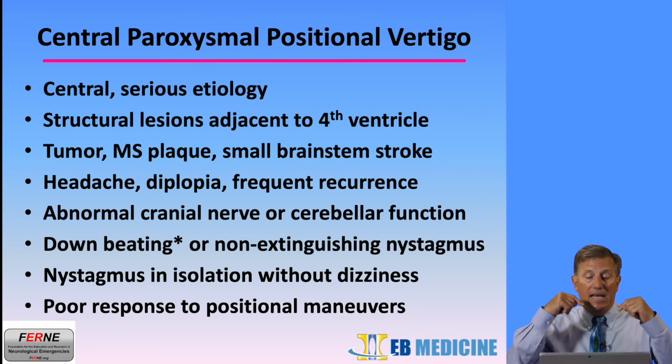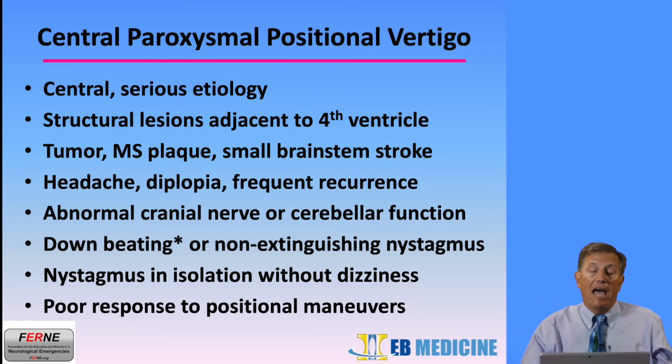There can be downbeating or non-extinguishing nystagmus. That is to say, most times when you have lateral nystagmus, it'll extinguish and lessen over several seconds. If it continues and it's severe and it does not appear to extinguish, this might suggest a central etiology of the intermittent triggered paroxysmal positional vertigo. And if you have nystagmus in isolation that's new, without dizziness, this again would suggest a central etiology. And lastly, if there's no or poor response to our positional maneuvers that are designed to improve dizziness, a central etiology should be suspected. So how do we deal with this?